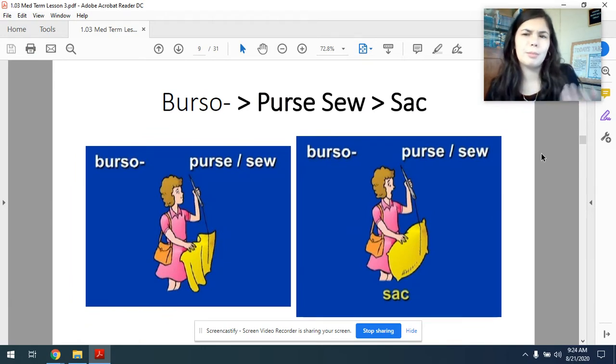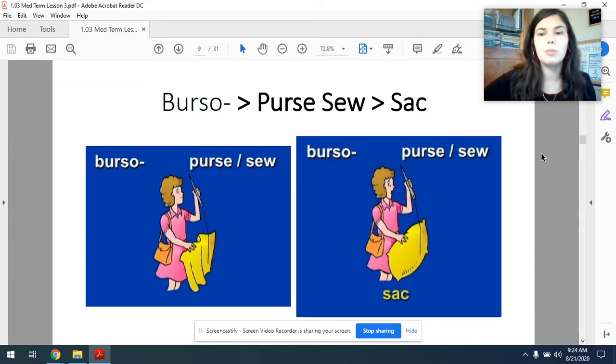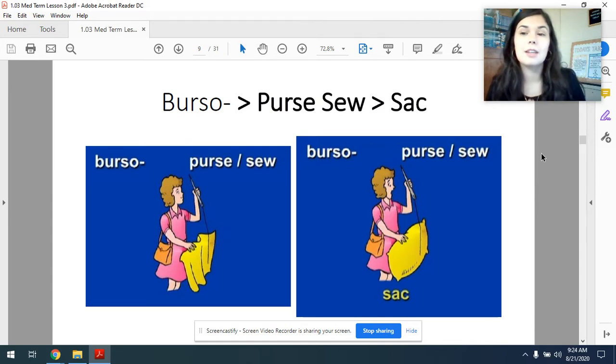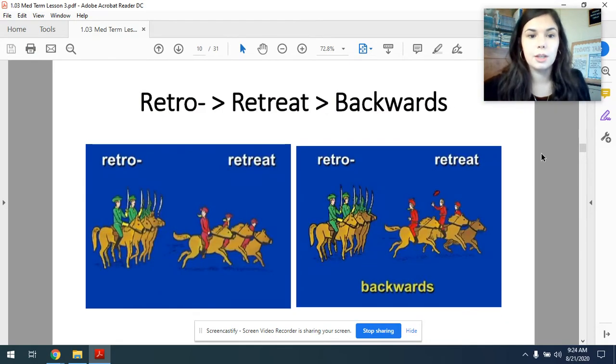Verso, I don't know why my verso is not bolded right there. Verso, we have an image of a lady sewing a purse, sew, and it turns into a sack. Okay, verso, sew a purse, or purse sew, sack. Verso means sack. Now don't get verso and cyst confused. You learned cyst the other day, and cyst is a sac containing fluid, while a verso is just a sac, does not have fluid in it.